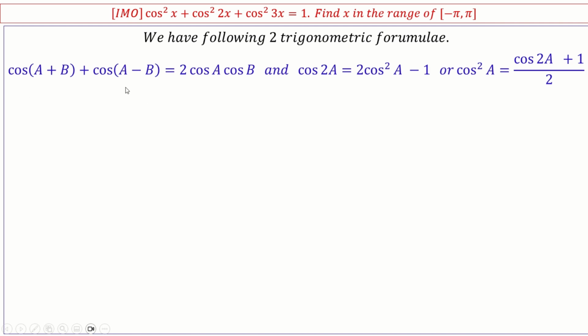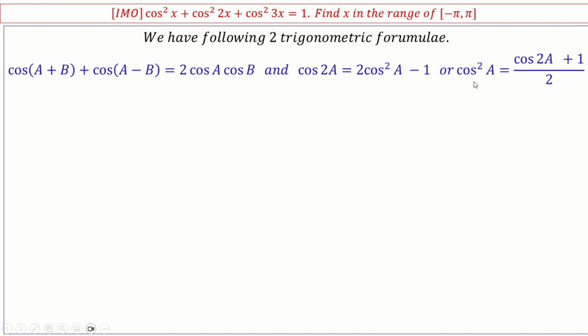So these are the trigonometric formulas we actually use to solve this problem. One is cos (a plus b) plus cos (a minus b) equals 2 cos a cos b. Cos 2a equals 2 cos square a minus 1, or you can rewrite it, which we used in the previous problem also, as cos square a equals (cos 2a plus 1) by 2.